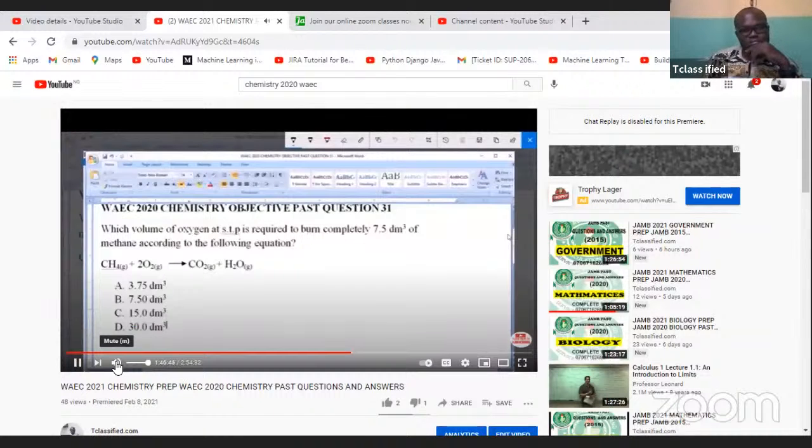Oxygen at 7.5 kmq of methane according to the following equation. So we have the equation of reaction here, combustion of methane. A is 3.75 kmq, B is 7.50 kmq, C 15.0 kmq, D 30.0 kmq. So we are looking for the volume of oxygen required to burn this volume of methane according to the equation.